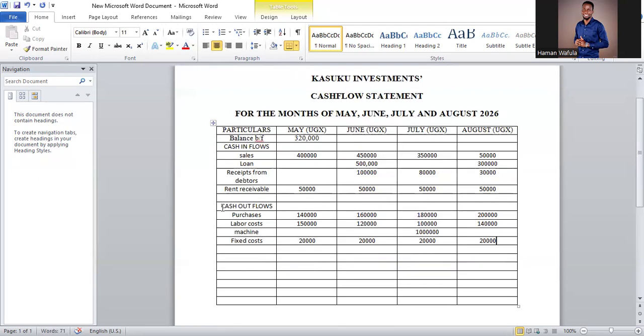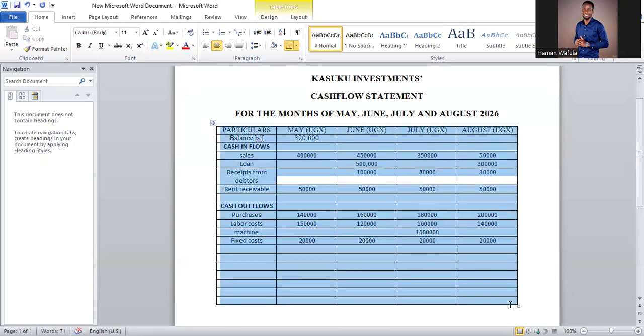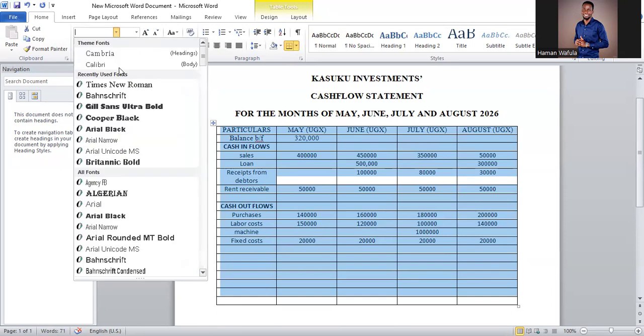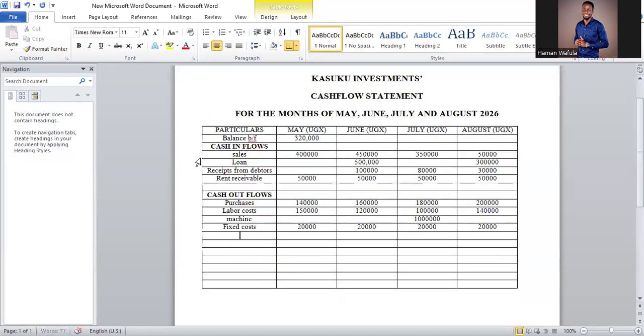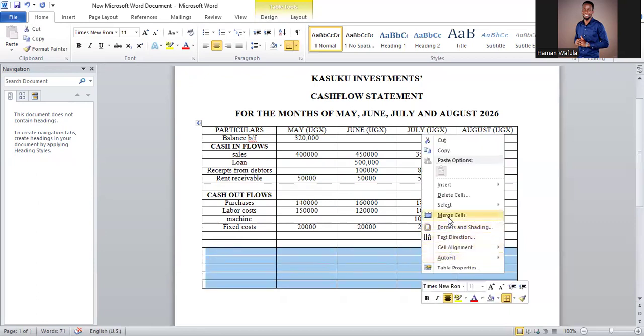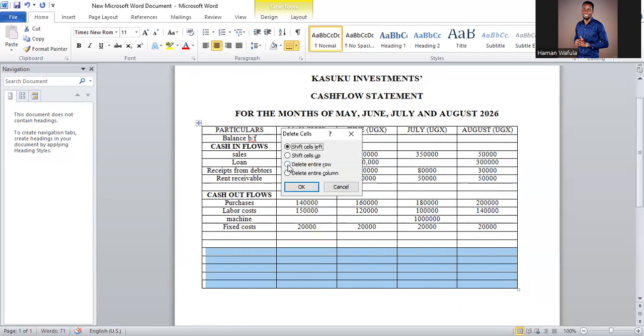So we have identified all our cash inflows. Then just bold this. We have also identified all our cash outflows. We also try to change the font style, Times New Roman. We have our cash inflows, cash outflows. Now what we are left with is to find the net cash position. So we are going to be adding the total cash inflows for each month, then we subtract the total cash outflows for each month.